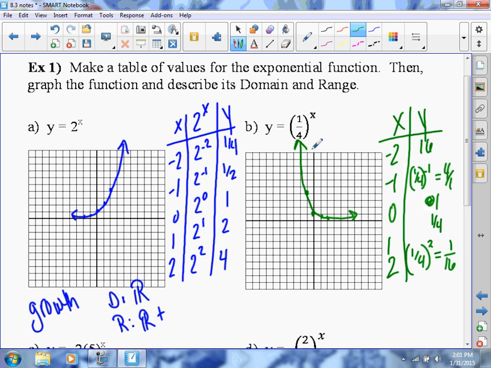Okay, now this graph is going down as it's going from left to right, so this is going to be considered K. And then the domain is still going to be all real numbers. We can put in positive numbers and negative numbers for X. But the range, if we look at the graph itself, only exists above the x-axis. So that's 0. So it's going to be everything that's greater than 0, or all real positives.